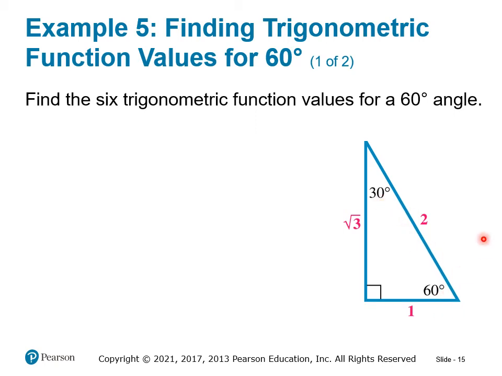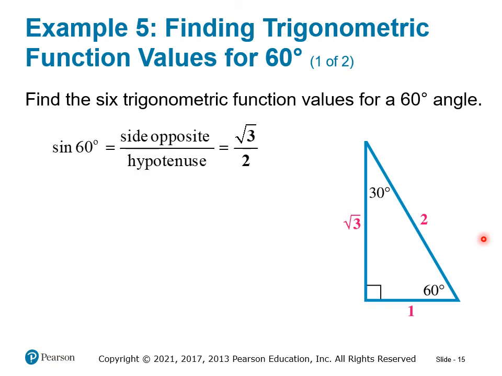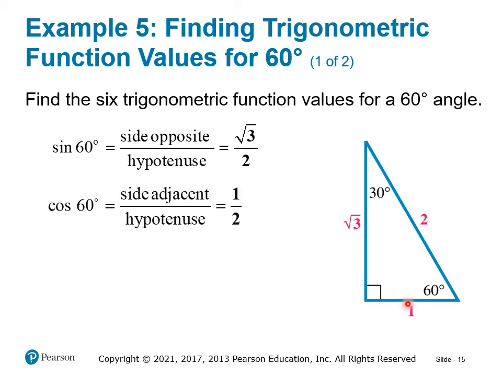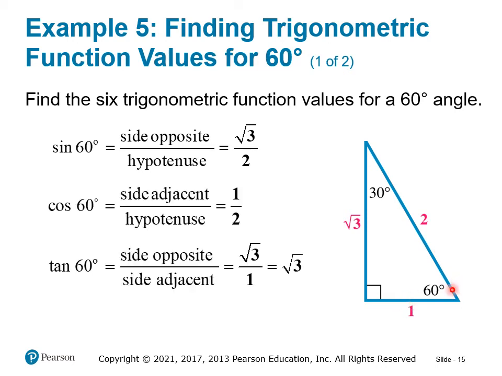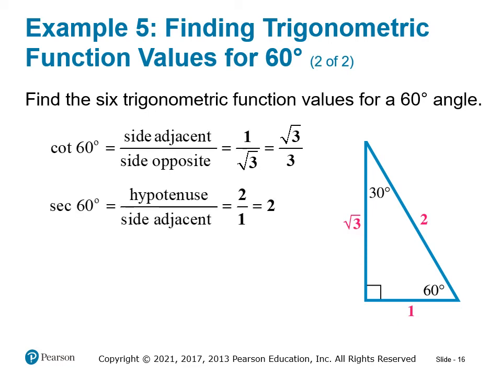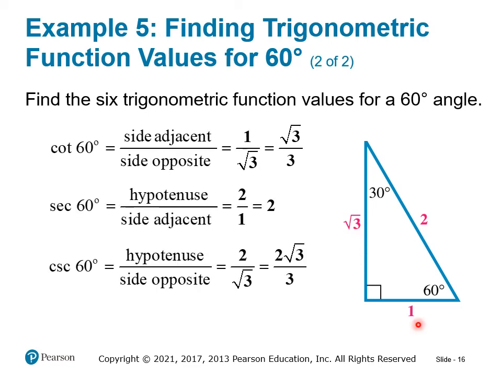by using SOHCAHTOA, okay? So the sine is opposite. We're looking for sine. We're going to do the 60-degree angle. Opposite over hypotenuse. Cosine, adjacent over hypotenuse. Tangent, opposite over adjacent. Okay? And then we have the 3 reciprocals, which I'm not going to go into.